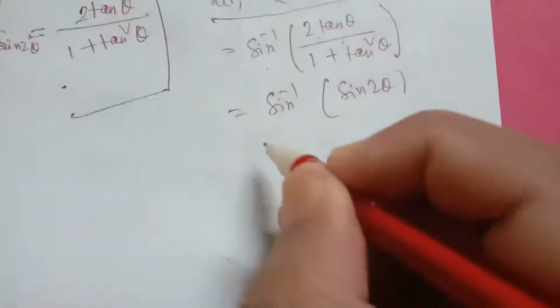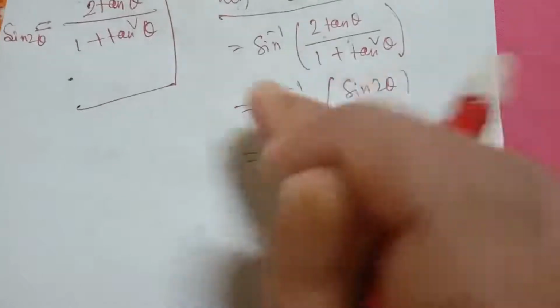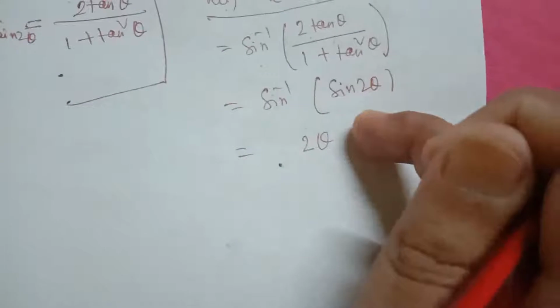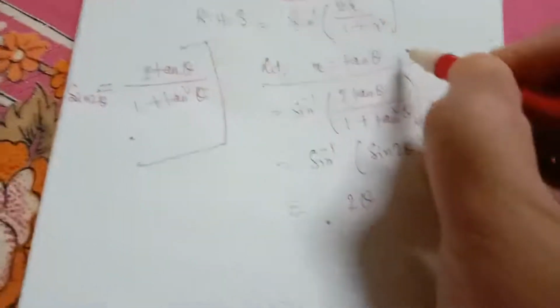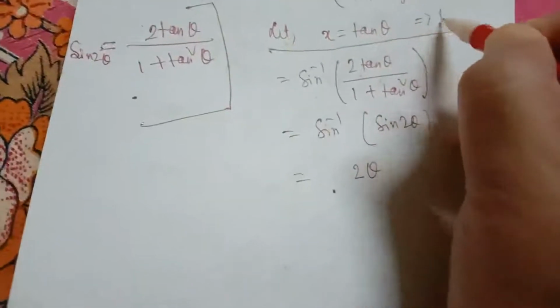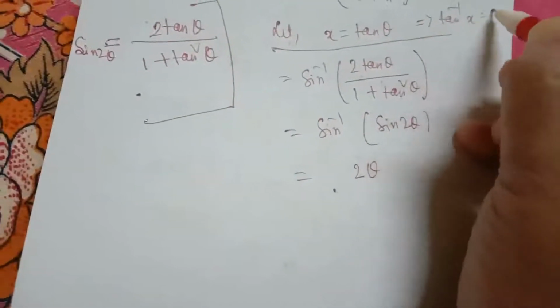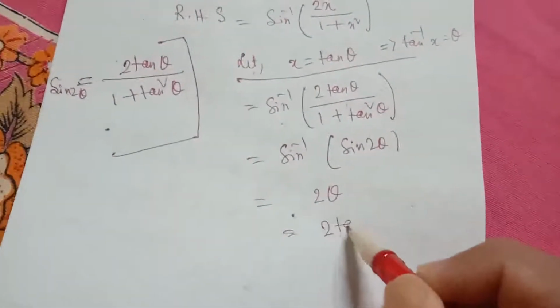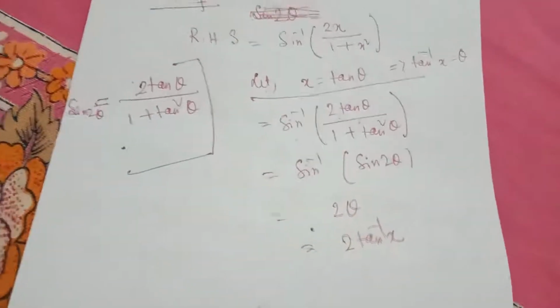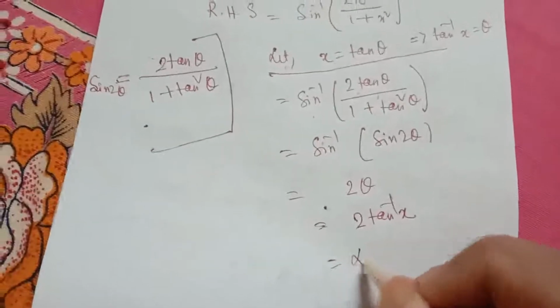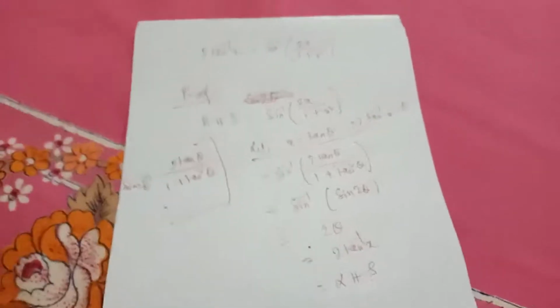Sine inverse of sine 2 theta is equal to 2 theta. Sine inverse of sine x equal to x, assuming that 2 theta lies in between minus pi by 2 and plus pi by 2. Now, if x equal to tan theta, then tan inverse of x is equal to theta. So, from this, you can say theta equal to tan inverse of x. So, 2 tan inverse of x is equal to the left hand side. Similarly, we can prove other two also.